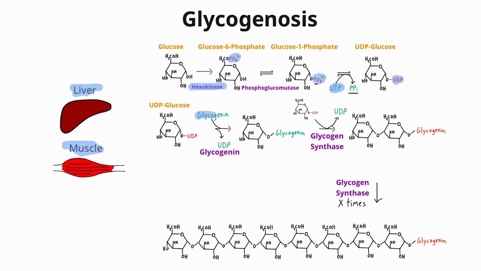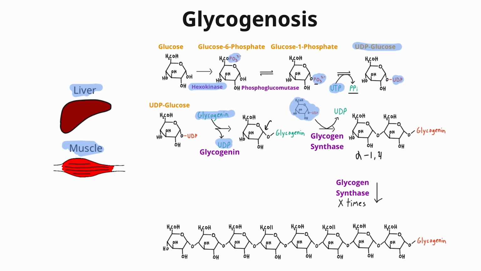UDP glucose is then attached to a protein called glycogenin, and that molecule of UDP is kicked off during the process. The molecule of glucose is bound to that glycogenin at the first carbon. We continue to make UDP glucose, and then a molecule of that UDP glucose gets added to that first glucose that was attached to glycogenin.